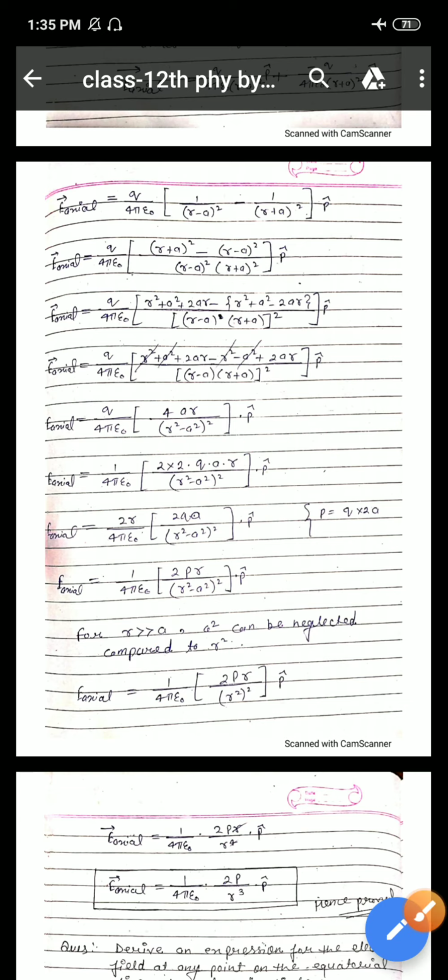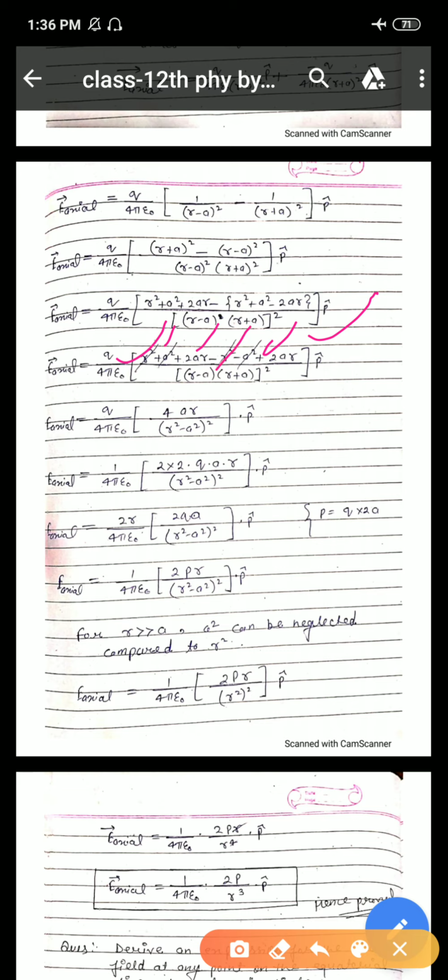Okay, now q upon 4 pi epsilon naught is as it is. Now r square plus a square plus 2ar. Now minus. Multiplying the minus into this bracket, we get minus r square minus a square, because plus minus is minus and minus minus is plus, so plus 2ar.